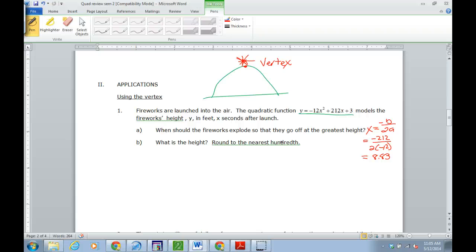How do I find part B? Yeah, plug it back into the equation. We need to find the y value now. Okay, so for part B, we'd say y equals -12 times 8.83 squared plus 212 times 8.83 plus 3. Okay, that's the height. So after 8.83 seconds, they exploded at a height of some number of feet. And I don't know what it is because I didn't actually figure it out. But you guys can do that.